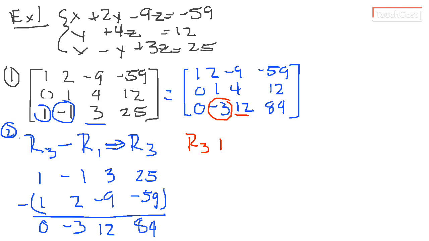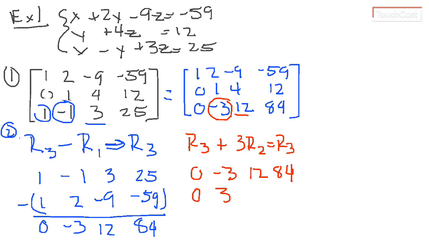I'm going to add to it 3 times my second row, and then I'm going to replace my third row with that result. So I'm going to have 0, -3, 12, 84, and then I'm going to have 0 times 3 is 0, 3 times 1 is 3, 4 times 3 is 12, and 84 times 3 is 100. Correction, 252. And I'm going to add those.